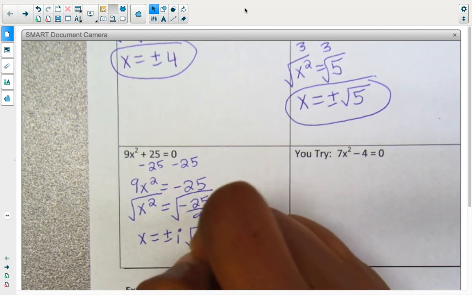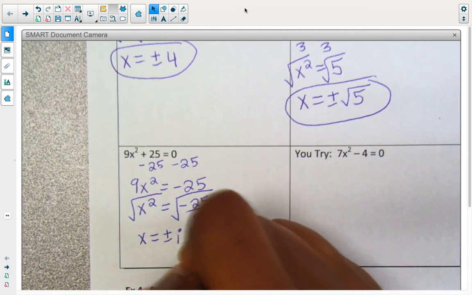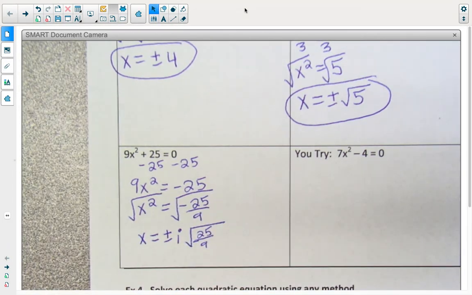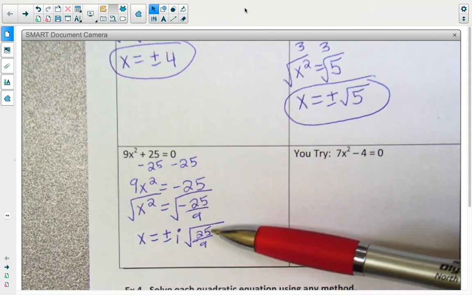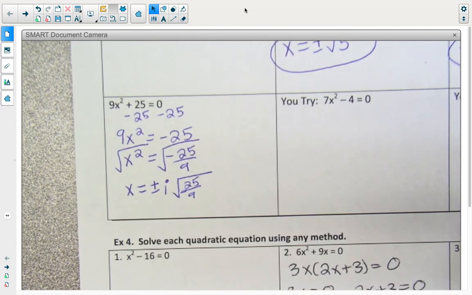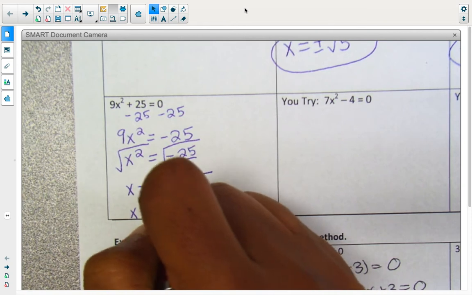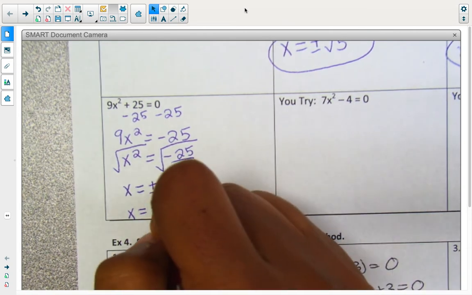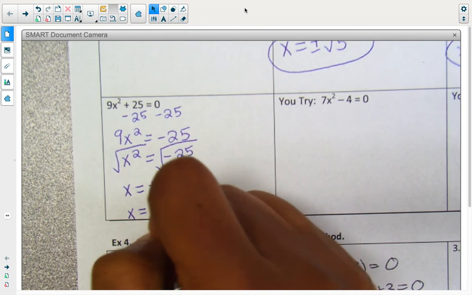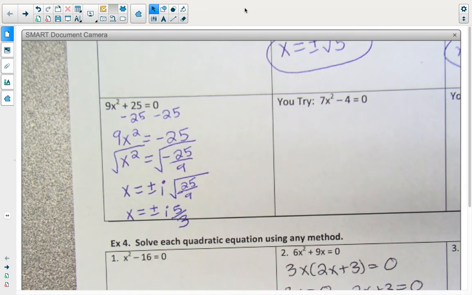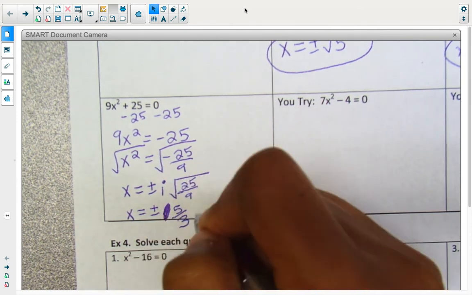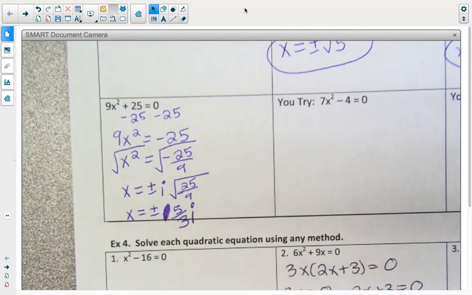So now I have 25 over 9. So x equals plus or minus i square root of 25 ninths. Both of these numbers are perfect square numbers, so I can simplify this even more. So my final answer is x equals plus or minus i. And technically, we should put the i behind because we don't say x5, we say 5x. So hopefully you're writing in pencil, so I'm going to put the i in the back there.